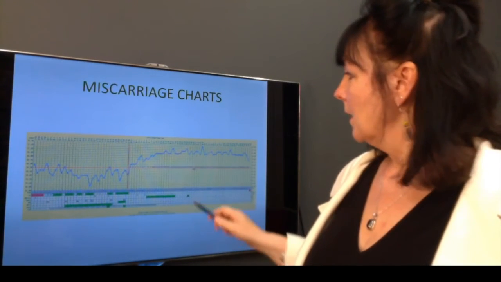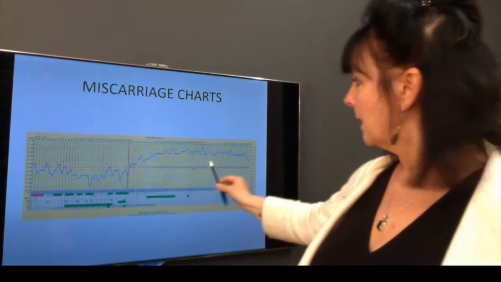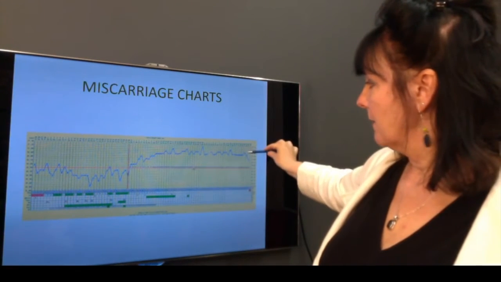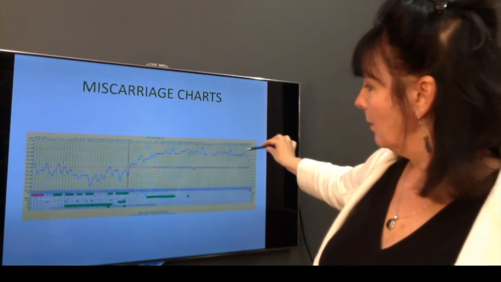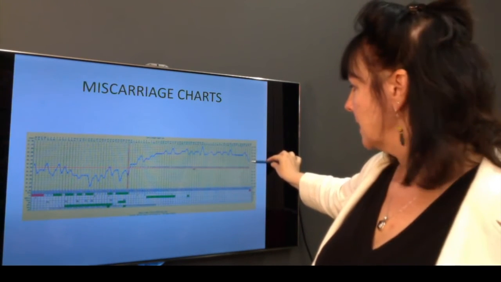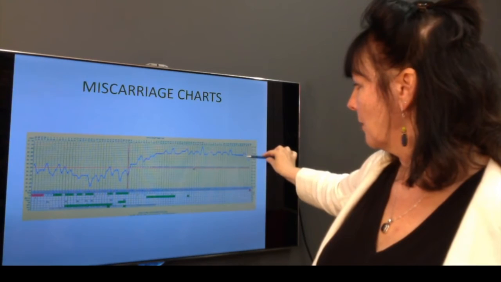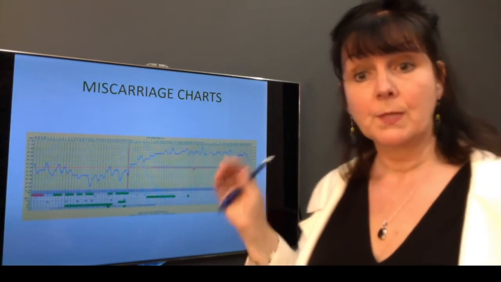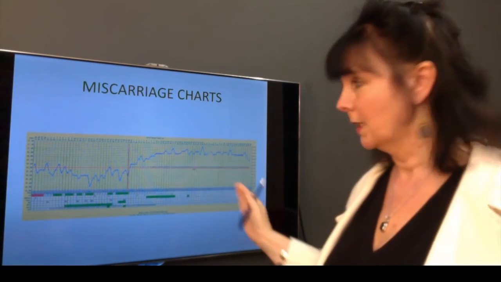Okay. What you can see here is, this is a very long chart, but the temperature has started to drop. And this is about it drops from day 52 post-ovulation.